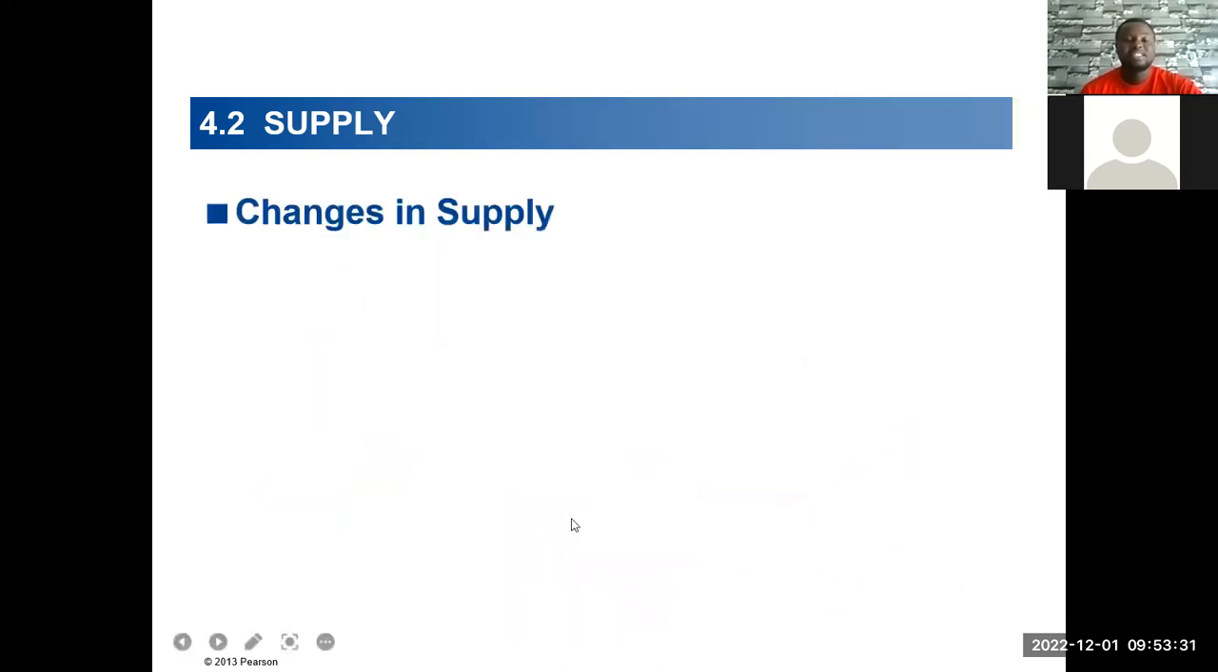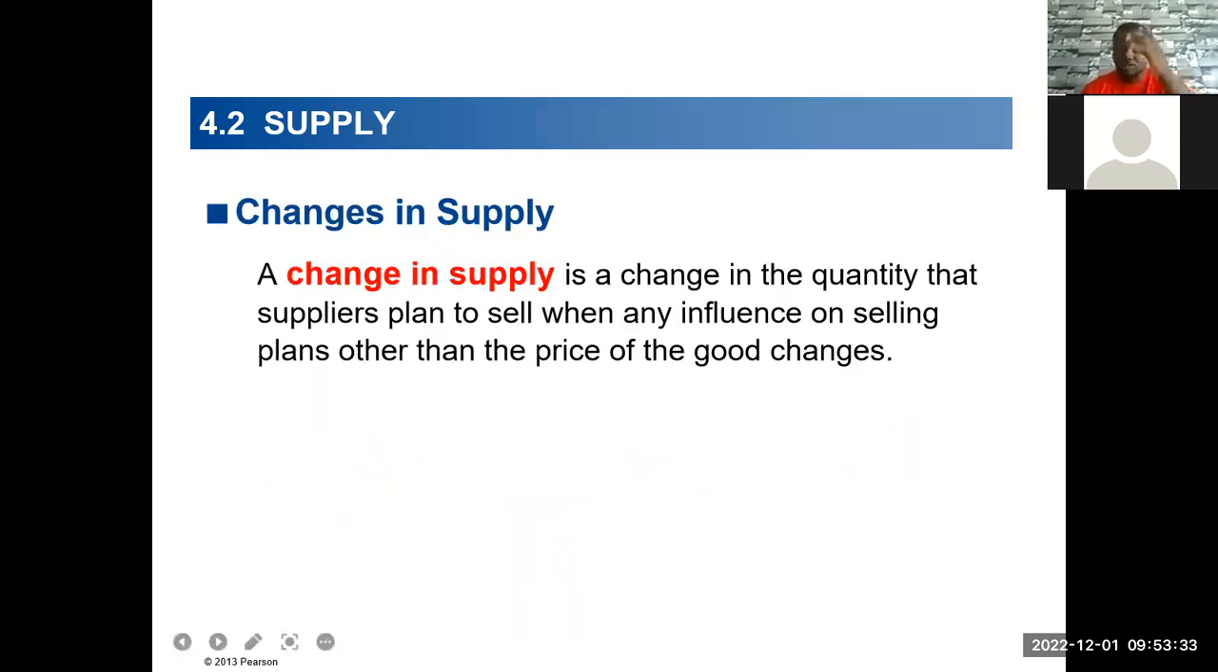Then we have changes in supply. This happens when there's a change in the quantity that the sellers wish to offer for sale, as a result of changes in the other factors affecting the supply of that good, apart from the price of that good. So the price is held constant, but the other factors affecting supply are changing. When they change, definitely there will be changes in the quantity that they wish to offer for sale.